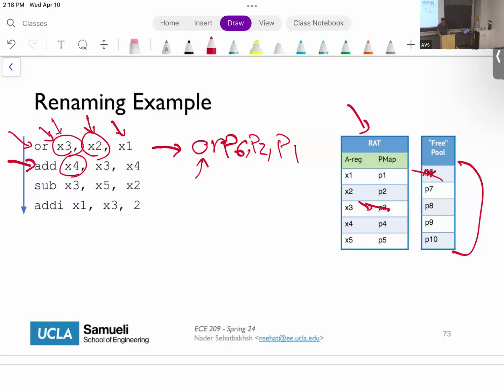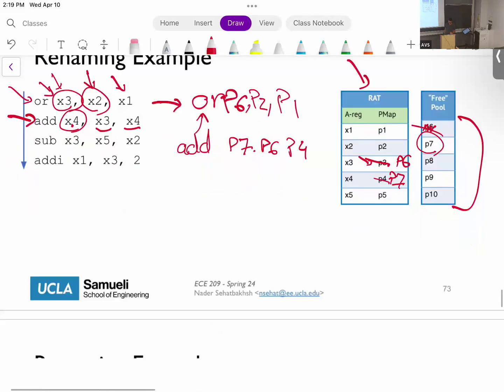For example, for this ADD one, we go to X4 and see P4. We go to X3, and remember that we have a new mapping for X3, right? So it's no longer P3, it's now actually P6. So we put P6 here, and then X4 now needs to be renamed. What used to be P4 should now be P7. So I put P7 here, okay? And this would be for ADD.